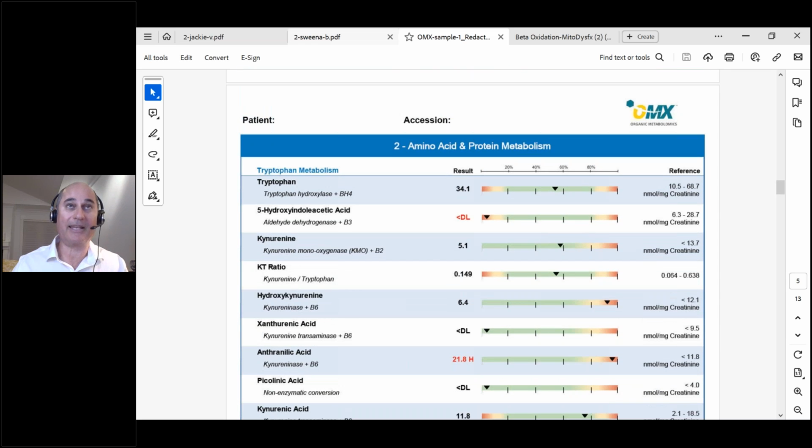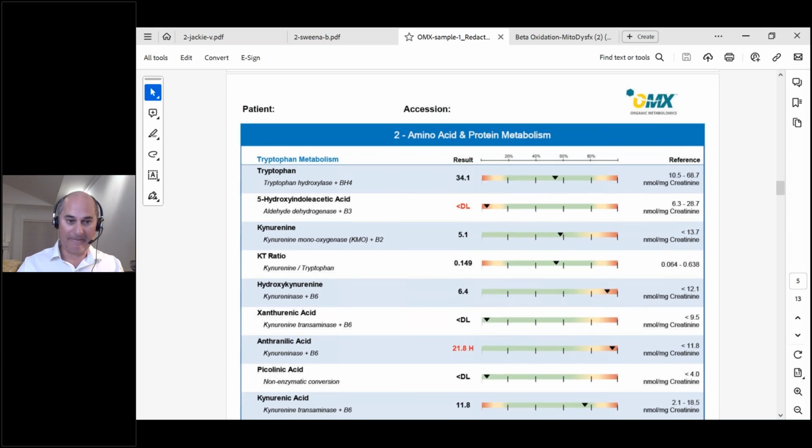Oh my gosh, it's not getting any better. Because look, 5-HIAA, 5-hydroxyindoleacetic acid, also low. So they have low serotonin and low dopamine. Low serotonin and low dopamine. All right, let's go down.